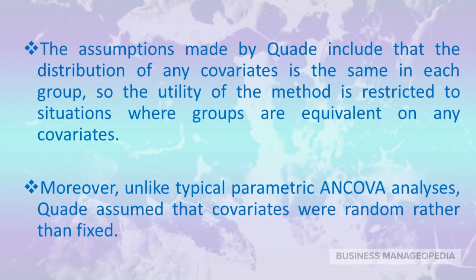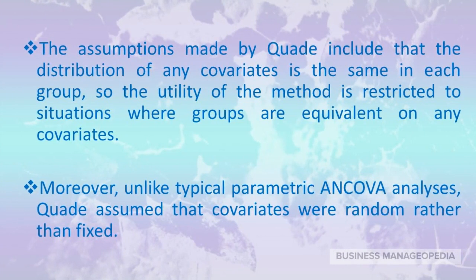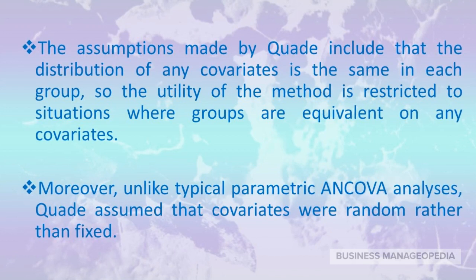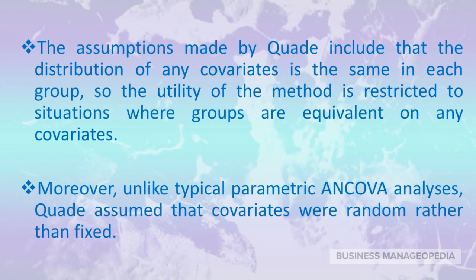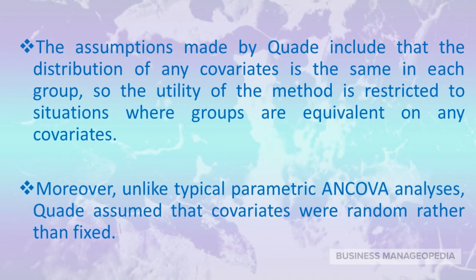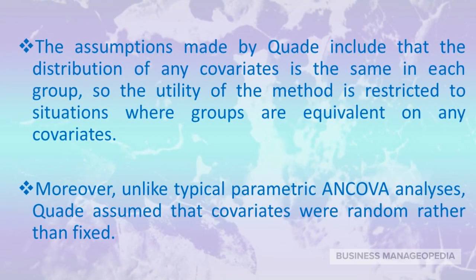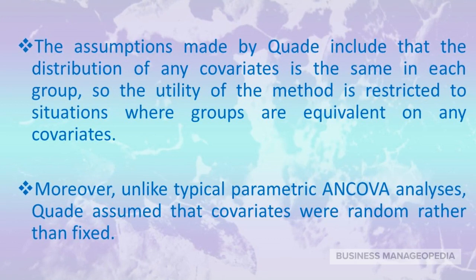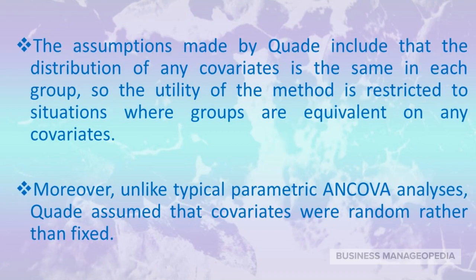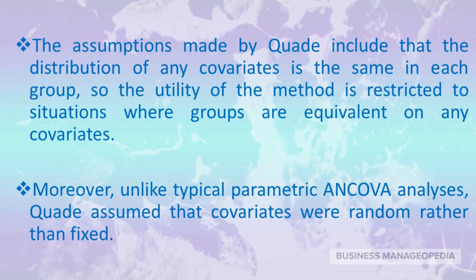Now we have to keep 2 points in mind while performing Quade's ANCOVA. Number 1, the assumption made by Quade included that the distribution of any covariates is the same in each group. So the utility of this method is restricted to situations where groups are equivalent on any covariates. Number 2, unlike typical parametric ANCOVA analysis, Quade assumed that covariates were random rather than fixed.